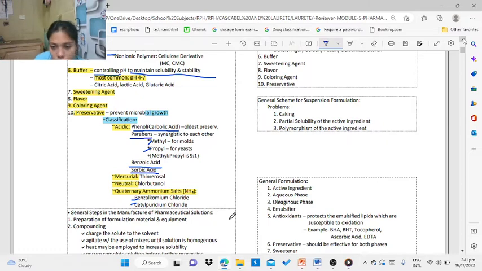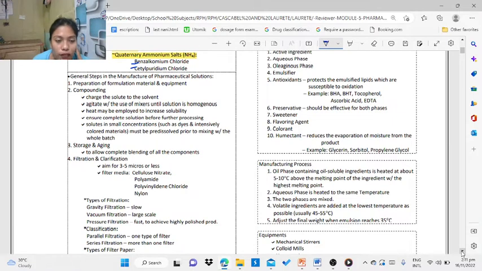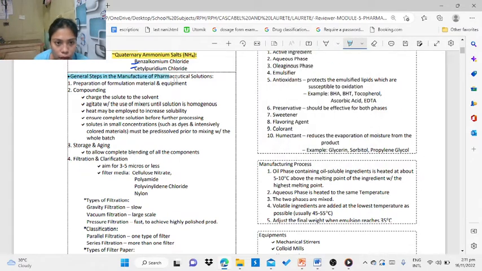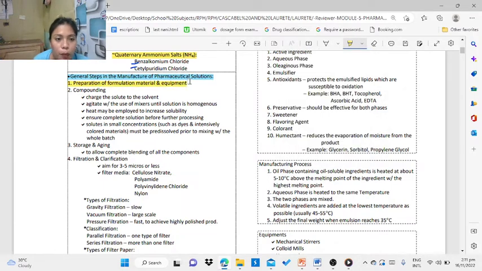Let's go to the general steps in manufacturing solutions. First, of course, we have to prepare the formulation, materials, and equipment. That is the very first step. How can we make anything if we have no tools? Next is compounding. What is under the compounding? Charge and agitators, and heat may be employed to increase complete dissolution of solutes in small concentration, dyes, and color, but they must be pre-dissolved prior to mixing.